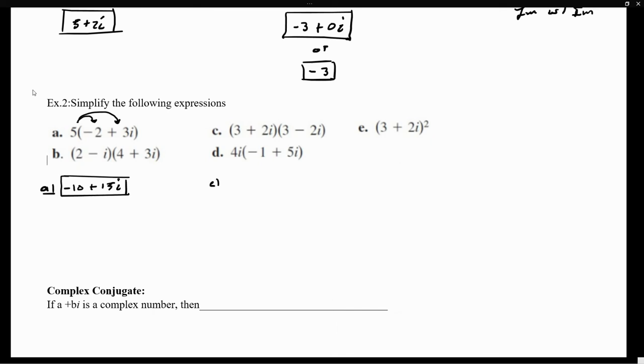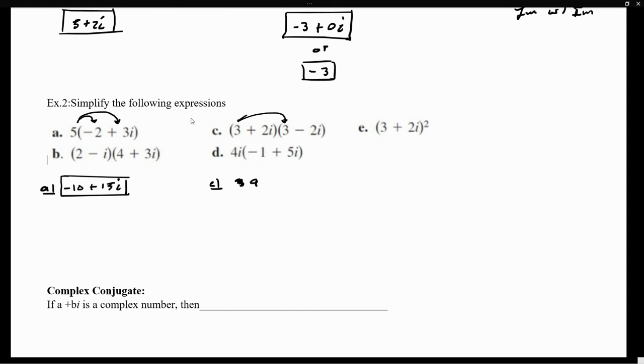For example C, notice that what we're doing here, we're multiplying two complex numbers. 3 plus 2i is my first complex, and 3 minus 2i is my second complex. So how do we multiply complex numbers? Well, you're essentially multiplying two binomials, so we're just going to multiply those binomials. So let's distribute. So 3 times 3, that's 9.